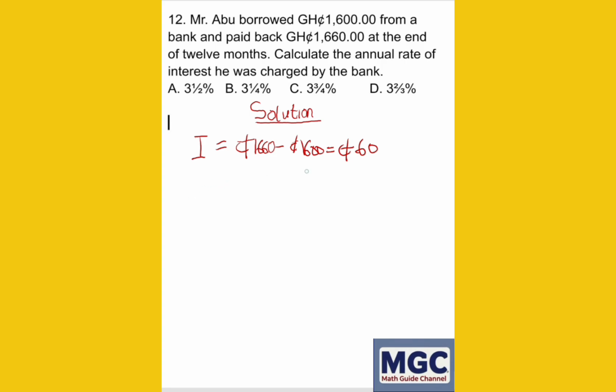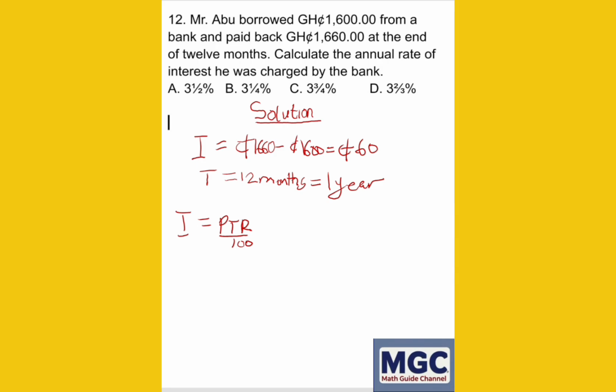And the time for the loan duration is 12 months, as indicated in the question. So as I said, we need to convert the 12 months into years. And by conversion, 12 months equal to 1 year. So now we know that simple interest equal to the principal times the time multiplied by rate all over 100. So this is the formula we use to find simple interest.